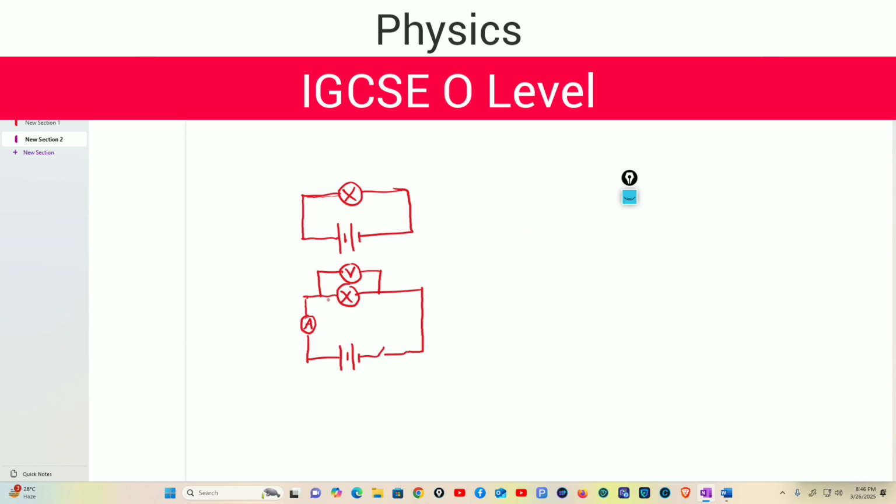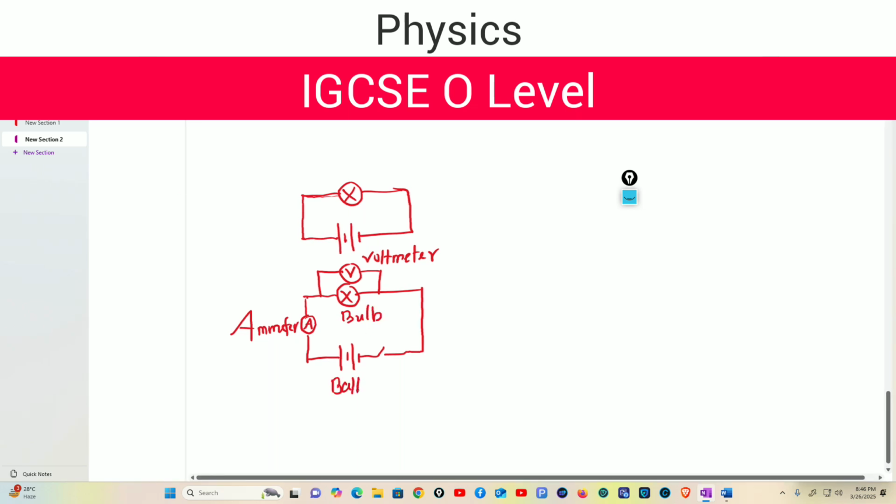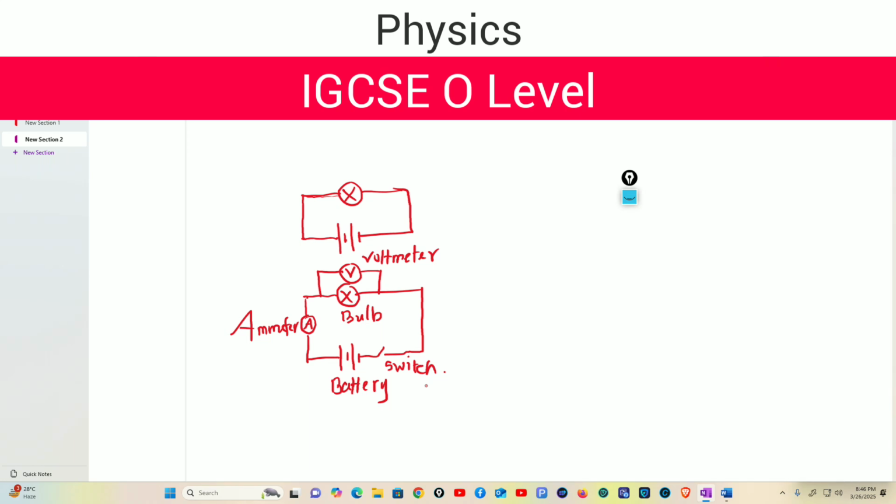So remember, to measure the current, we need an ammeter. Ammeter measures current, and voltmeter measures the voltage across a component. This one is the bulb. Here it is a battery or DC power supply, and here it is a switch.